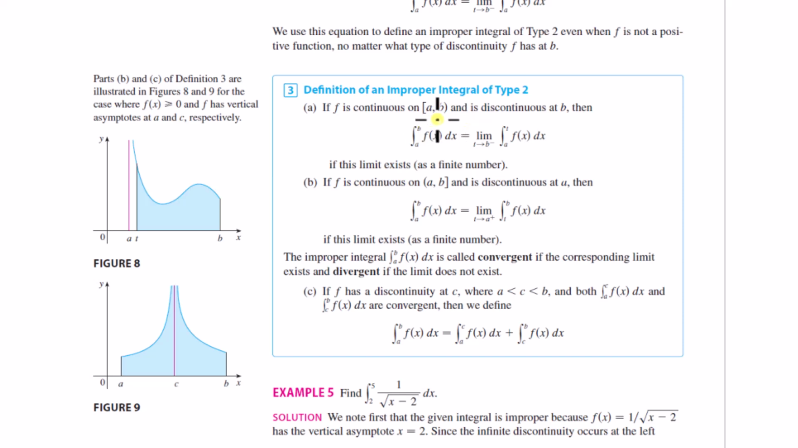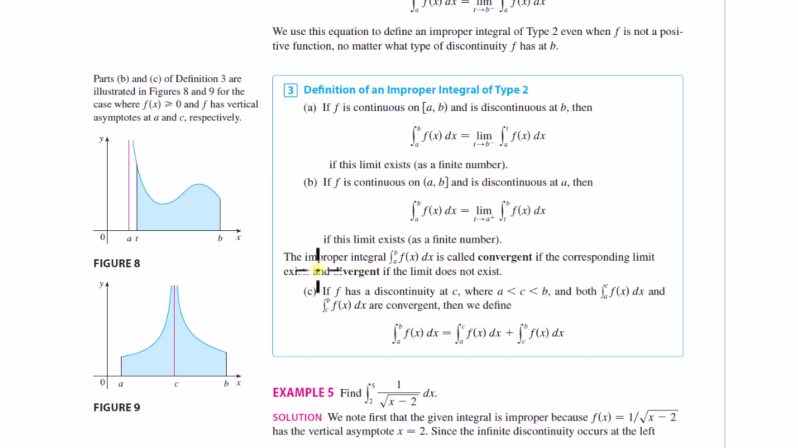So, okay, let's say the endpoint is the right endpoint. Then the integral of f of x dx from a to b is the limit as t approaches b from the left of the integral from a to t of f of x dx, if the limit exists. If it's the other way, if the left endpoint is undefined, then the integral from a to b of f of x dx is the limit as t approaches a from the right of the integral from t to b of f of x dx. The improper integral is called convergent if the corresponding limit exists and divergent if the limit does not exist.